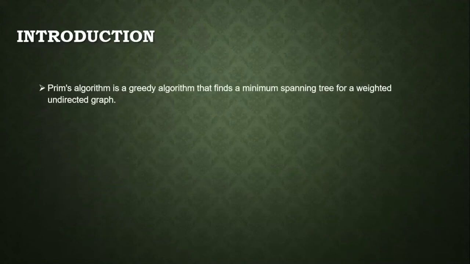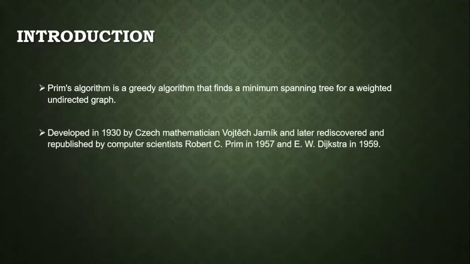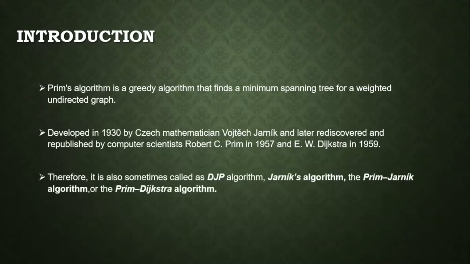Prim's algorithm is a greedy algorithm that finds a minimum spanning tree for a weighted undirected graph. Developed in 1930 by Czech mathematician Vojtěch Jarník and later rediscovered and republished by computer scientist Robert C. Prim in 1957 and E.W. Dijkstra in 1959. Therefore, it is sometimes called the DJP algorithm, Jarník's algorithm, the Prim-Jarník algorithm, and the Prim-Dijkstra algorithm.